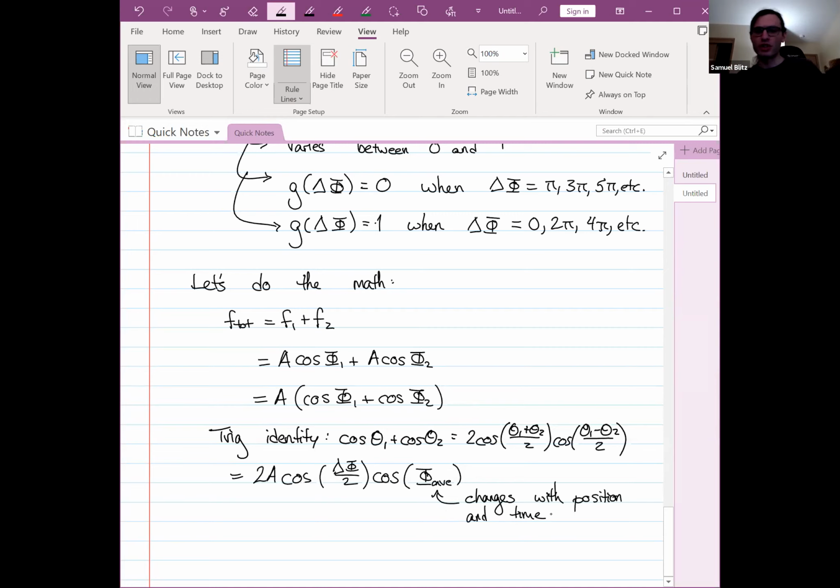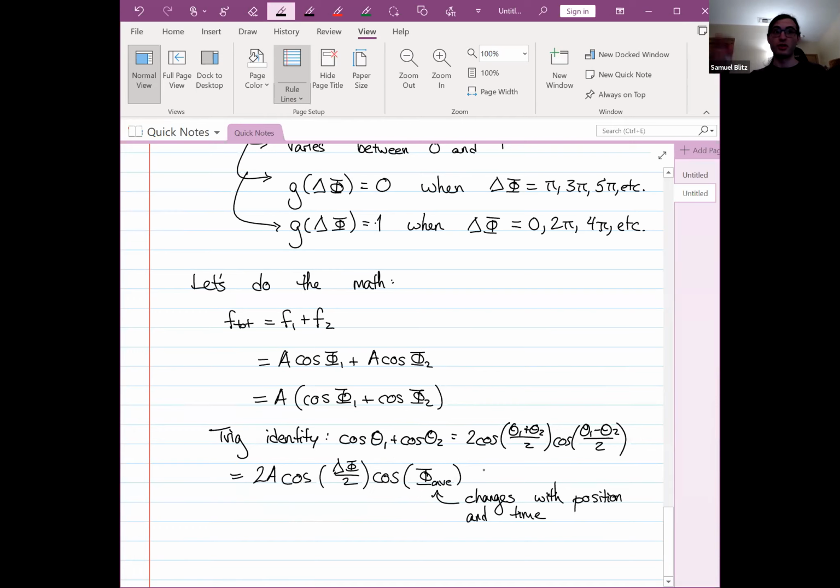And by the way, the average phase constant is just a number, and so that doesn't change at all. It is just the average of the phase constants. And so this right here, cosine of phi average, is just another harmonic wave. It just has a different total phase. Its phase constant is different because it's the average of the two, and the amount of time that it's been on and the distance that it's traveled is different, but it's still just a harmonic wave.